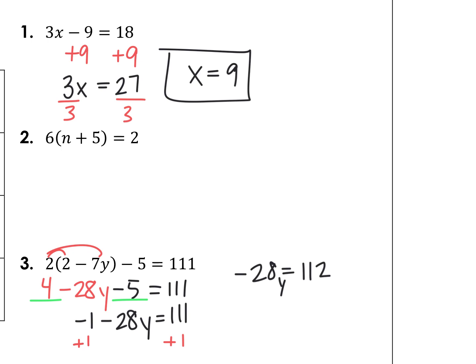Number 2 is tripping you up. Skip to number 3 for me and try it. Okay, at number 3, I should see you distribute the 2. Do I distribute the 2 to the negative 5? No, 'cause it's not in the parentheses, right? So I distribute, and then I bring down the negative 5, I bring down the 111.